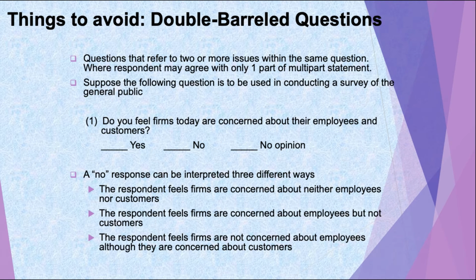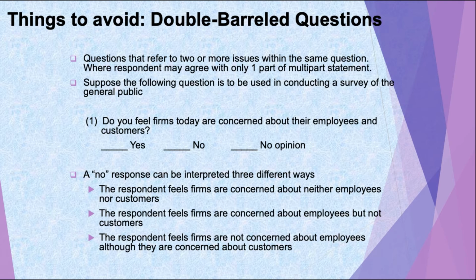Another very serious issue is the double-barreled question, a question that refers to two or more issues within the same question, where the respondent may agree with one part of multiple statements. Suppose, for example, the following question is to be used in conducting a survey of the general public: do you feel firms today are concerned about the employees and customers? But my answer is yes for customers, but no for employees. What am I going to do? I don't know how to answer. If I say yes, that means both of them, but actually, I didn't mean that.